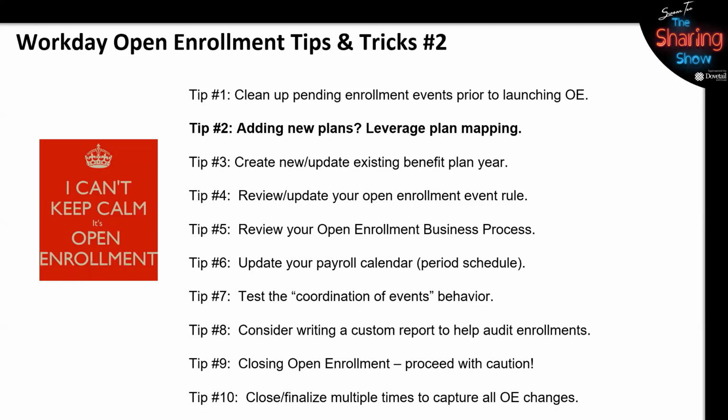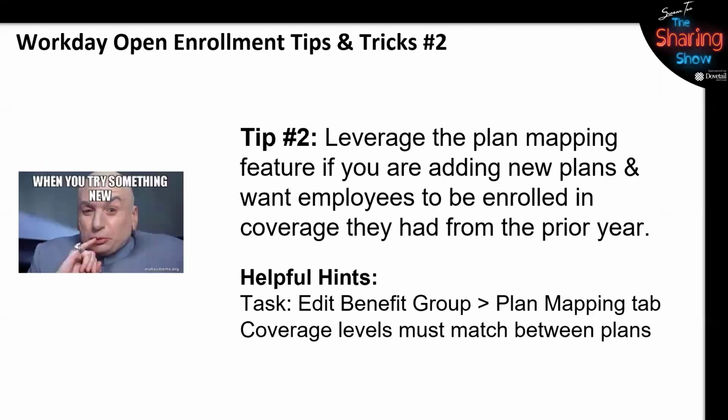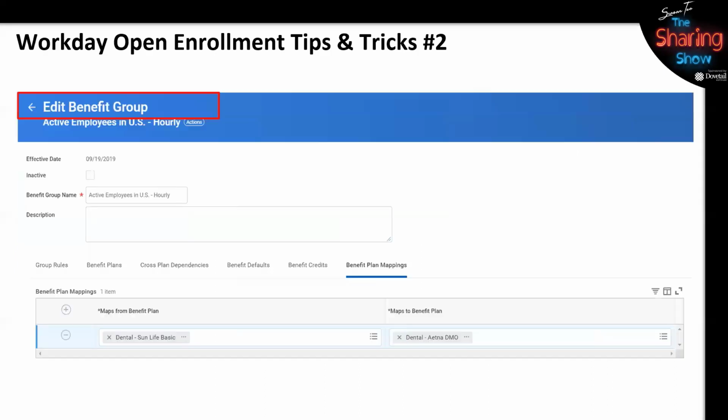All right, so my second tip is, if you are adding new plans for your open enrollment this year, there is a task in Workday, a feature, to leverage plan mapping. So let's say you are adding a new life insurance provider, and maybe the plan benefits are staying the same, and you want to just roll everybody from the old plan, let's say Guardian as an example, to Lincoln this year, and everything is staying the same about those plan details. Then once you have that plan set up, you can leverage the plan mapping feature to just roll those employees into the new plan.